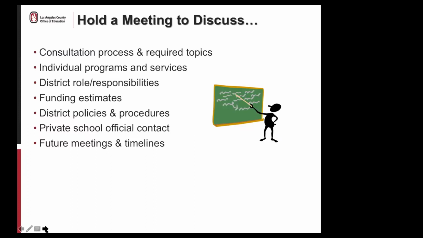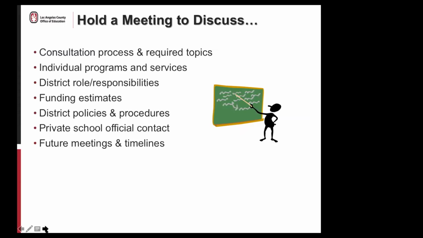Also explaining that the district is responsible for developing, implementing, monitoring, and evaluating the programs, and providing funding estimates for the next school year, as well as the process that will be used to determine private school participants' equitable share. Also providing information on district policies and procedures, such as contracts and encumbrance deadlines, verifying the name and contact information for the private school official designated to represent the school, and then finally scheduling future meetings and timelines for consultation.